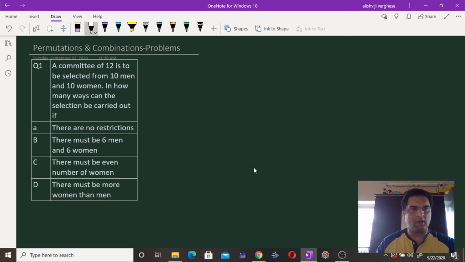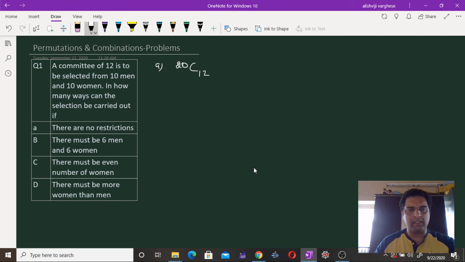A committee of 12 is to be selected from 10 men and 10 women. So there are a total of 10 plus 10, that is 20 persons, and we have to choose 12. In how many ways can the selection be carried out? First one: there are no restrictions. If there are no restrictions, then we can choose 12 persons from a total of 20 persons. So it can be done in 20C12 different ways.